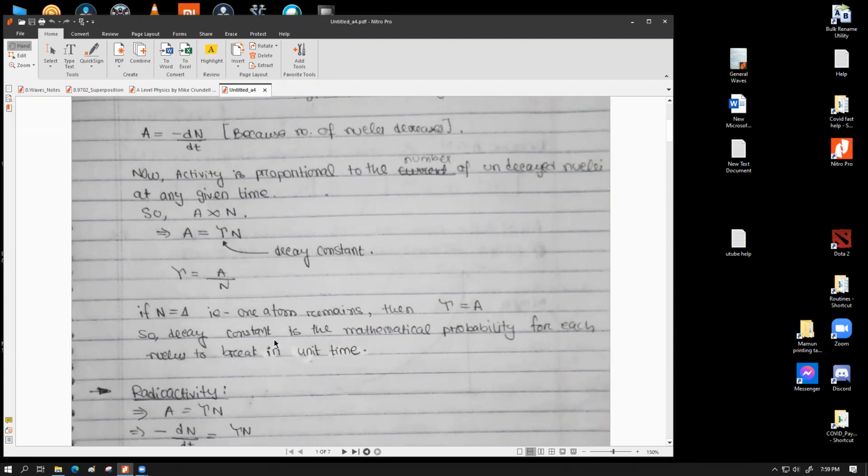Because the breakdown is a negative process. Over the time, your number of nuclei is going to decrease. So if you calculate the amount of change over the duration of time, final minus initial always gives you a negative value.